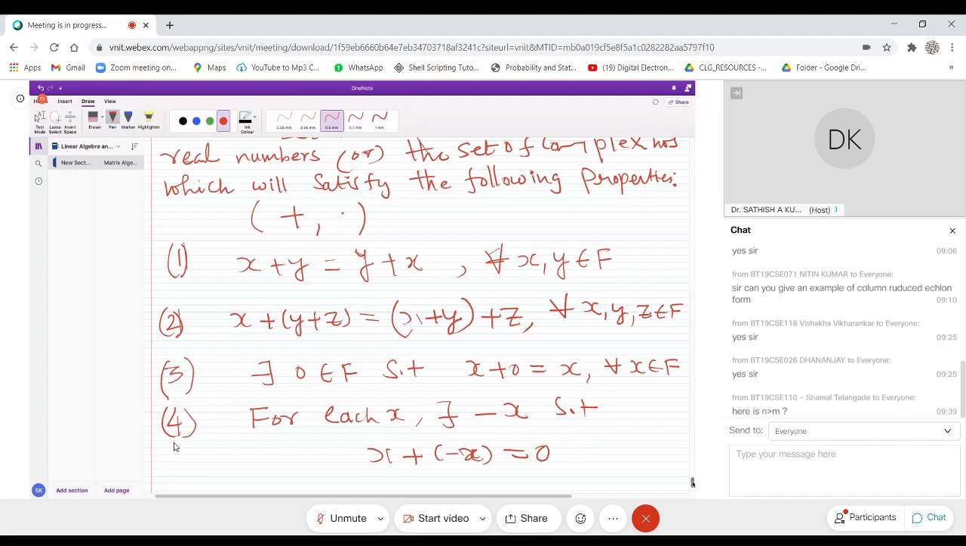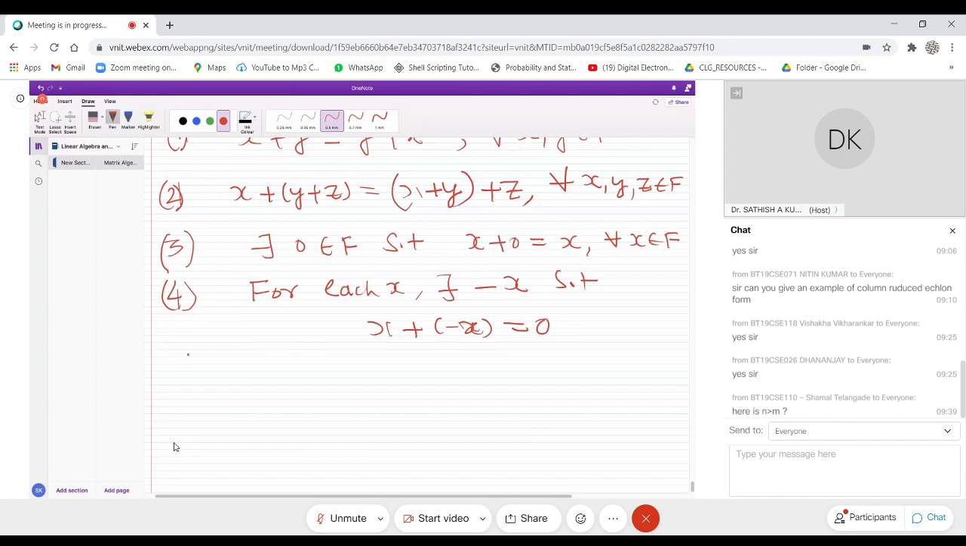These are with respect to addition; a similar thing we can have with respect to multiplication. With respect to multiplication, we have the commutative property: xy is equal to yx, for all x comma y in F.